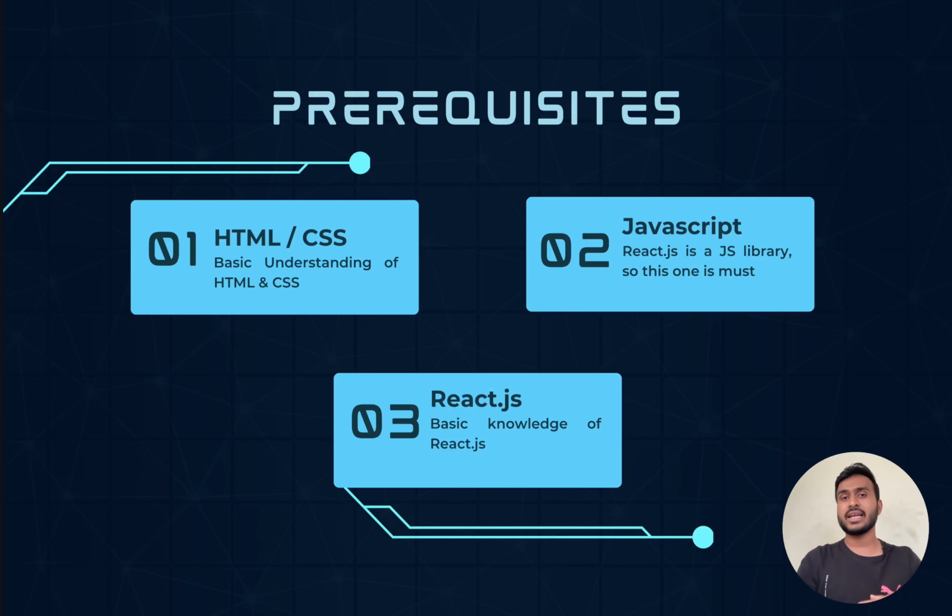So the first thing that you should know before jumping on to the next videos of this series is HTML and CSS. Okay, so if you want to build React.js projects, then knowledge of HTML and CSS is required. It's okay if you don't know very advanced concepts of HTML and CSS, that is fine, but the basic knowledge is required. Okay, then the next thing that is very much required is JavaScript. React.js is a JavaScript library, that's why knowledge of JavaScript is required for this series.